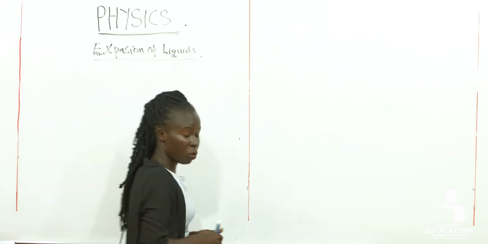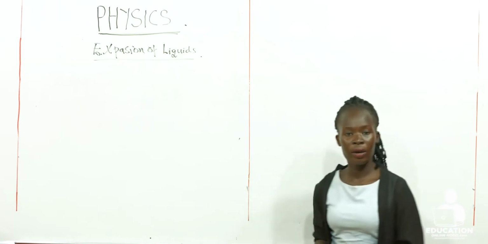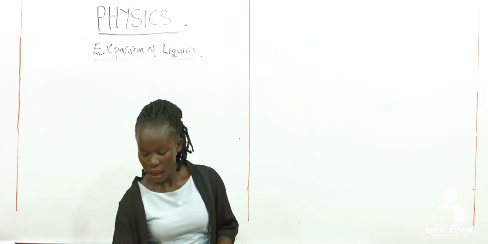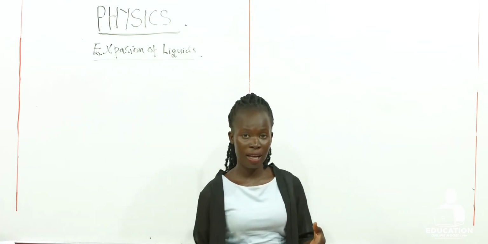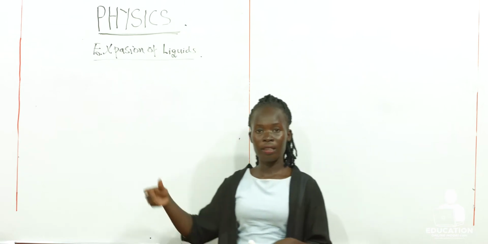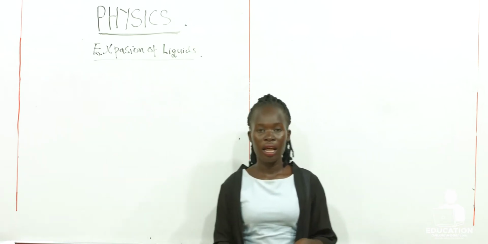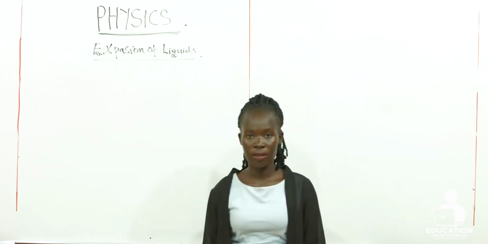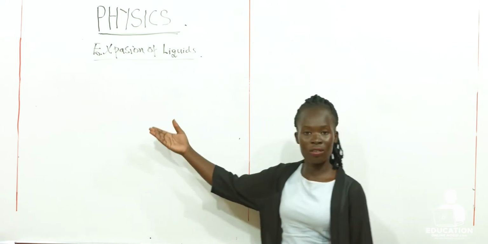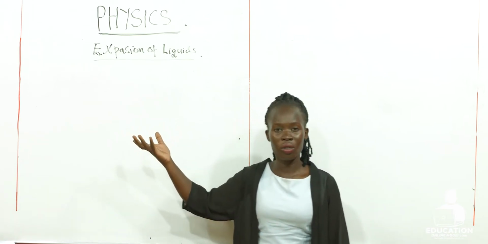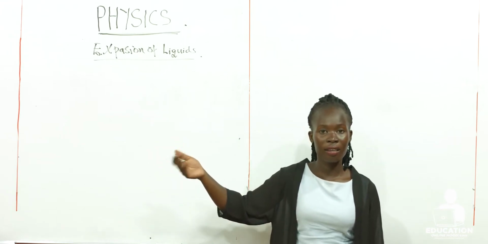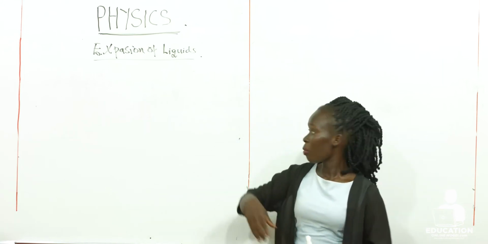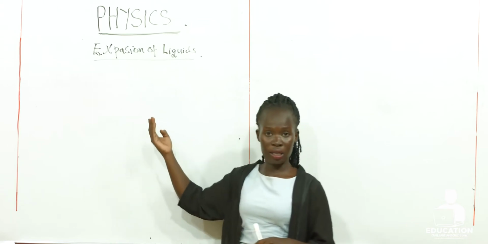With the expansion of liquids, we are going to be looking at how liquids behave when they are heated. You'll see that liquids behave the same way as solids, in that they also expand. That means that they increase in volume. We do not say liquids increase in size, because liquids take the shape of the container they are in; they do not have a definite shape. So how do they expand?